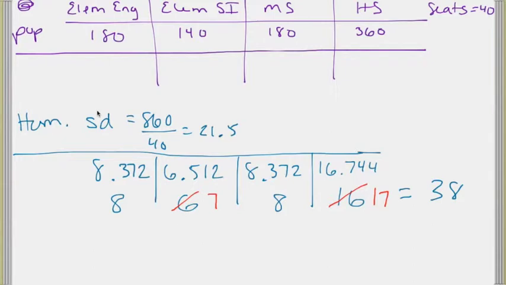Questions on Hamilton's? So then next, we're going to do Jefferson's. For Jefferson's method, we want to use a modified divisor. And our modified divisor is always going to be smaller than the original divisor. So if our original divisor was 21.5, let's say we just try 21. For Jefferson's, you always want to go smaller.